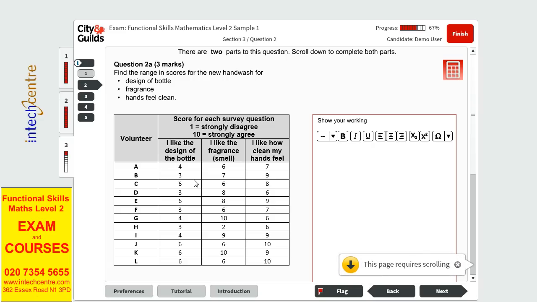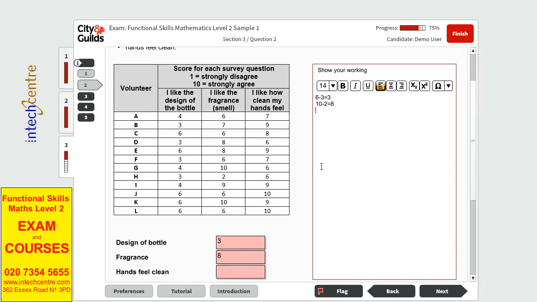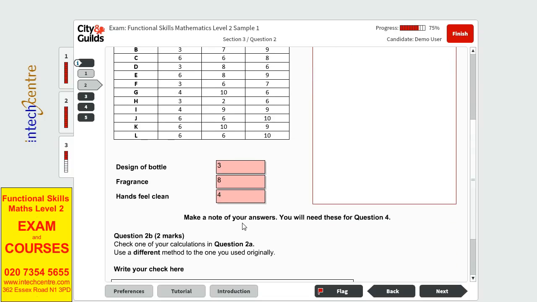Right, next question, 2a. We have to find the range in scores for the new hand wash for design of bottle, fragrance, hands feel clean. I think the range is the easiest to calculate. Our highest number for design of bottle, we have 6 minus 3 will give us 3. So that's one of them. The next one, it will be 10 minus 2 will give us 8. That's the second one. And the last but not least, we have 10 minus 6 will give us 4. And this is the range.